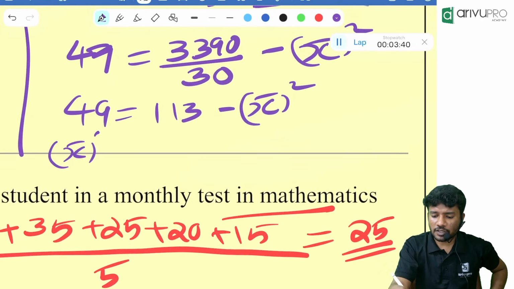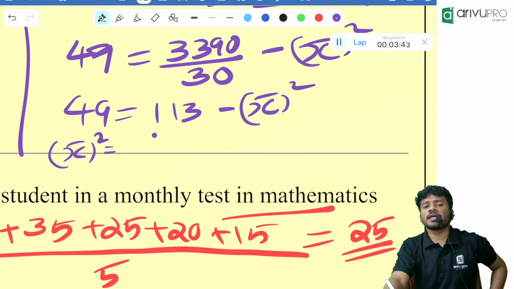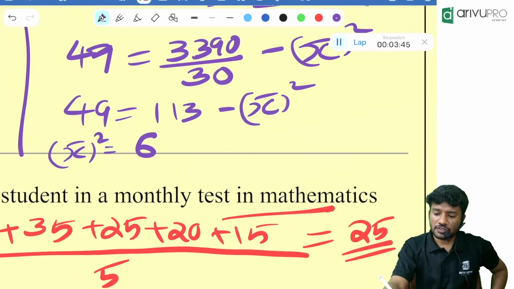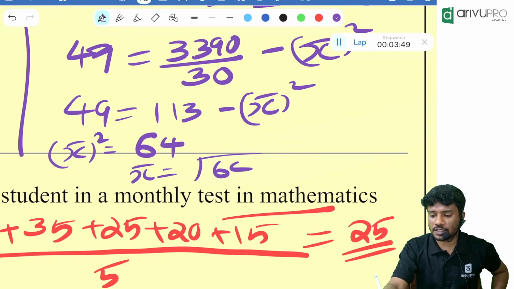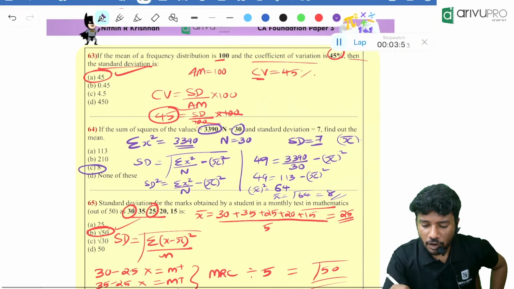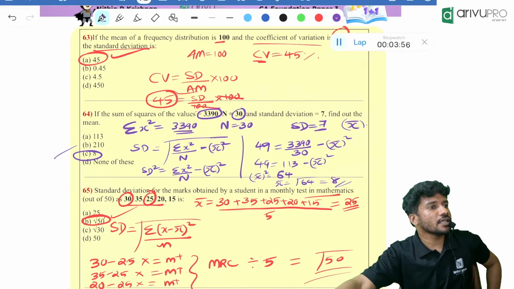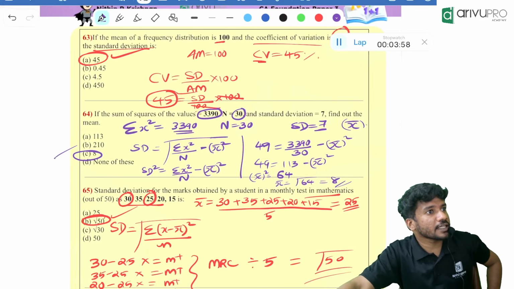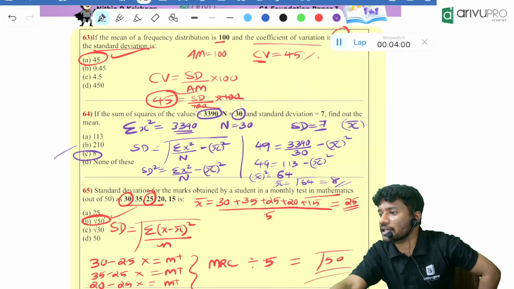X bar square is equal to how much? 113 minus 49 is equal to how much? 64. That means x bar is equal to how much? Root 64, which is equal to what? 8. Which option is the answer, people? Option C is your answer. I hope everyone got it. Right answer, Sakshini. Everyone, right answer.